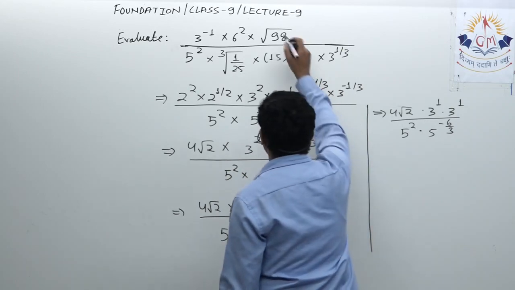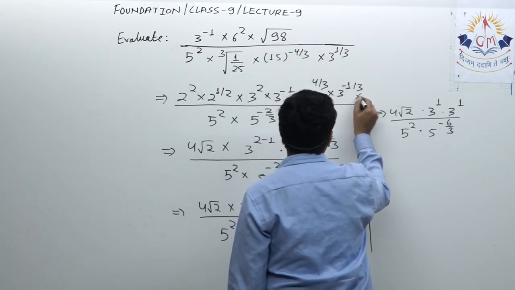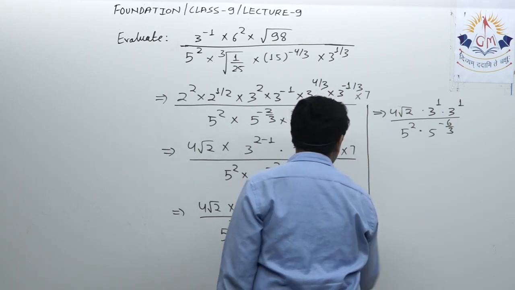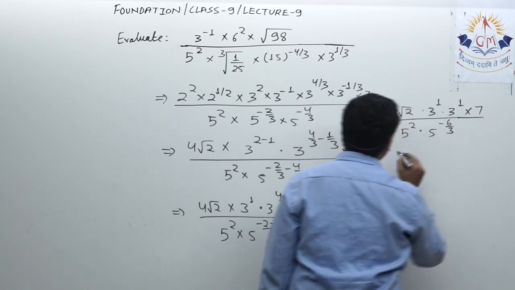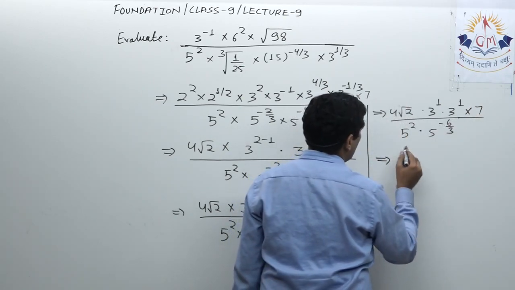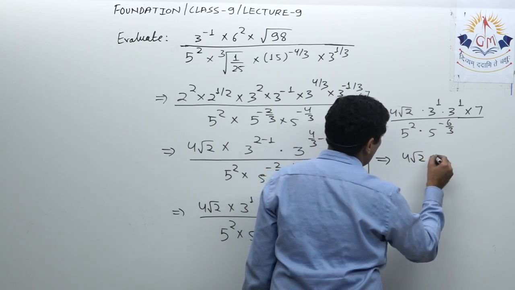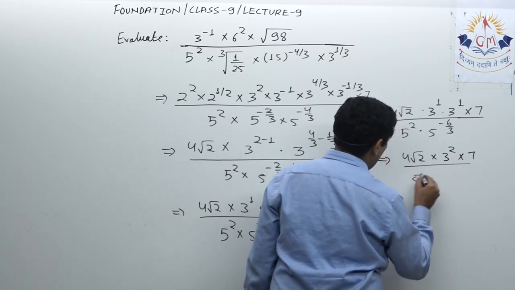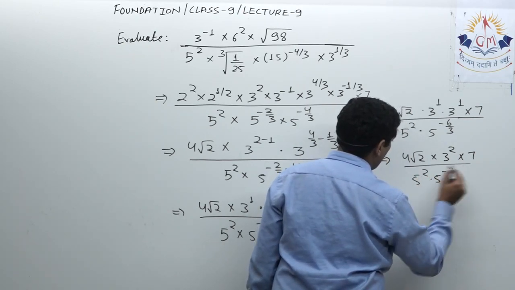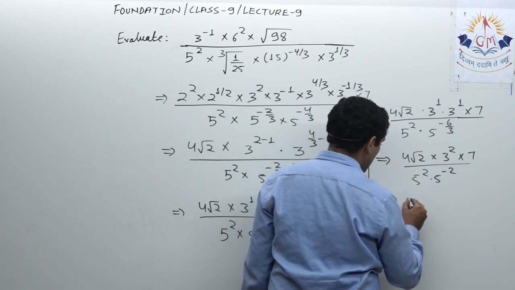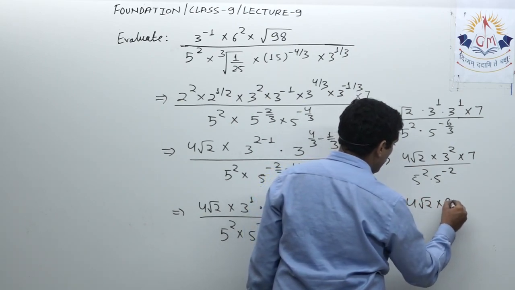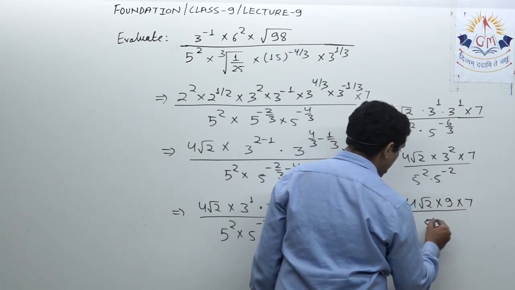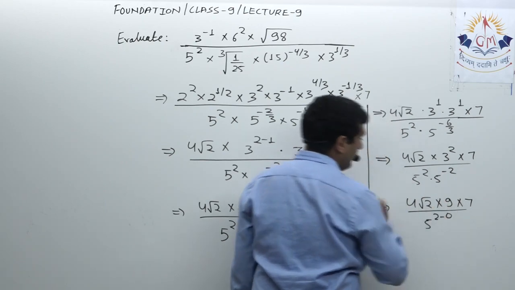Now see, there was a 7 from this that I skipped, so here 7 should be there. Here 7 must be there in each and every term. So here further we can solve this. 4 root 2 into 3 square into 7 upon 5 square into 5 raised to minus 2. So this will become 4 root 2 into 9 into 7 upon 5 raised to 2 minus 2, that is 0.